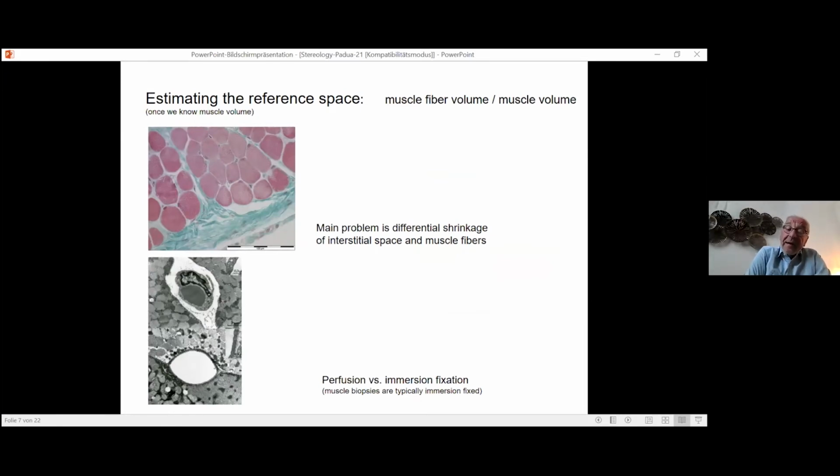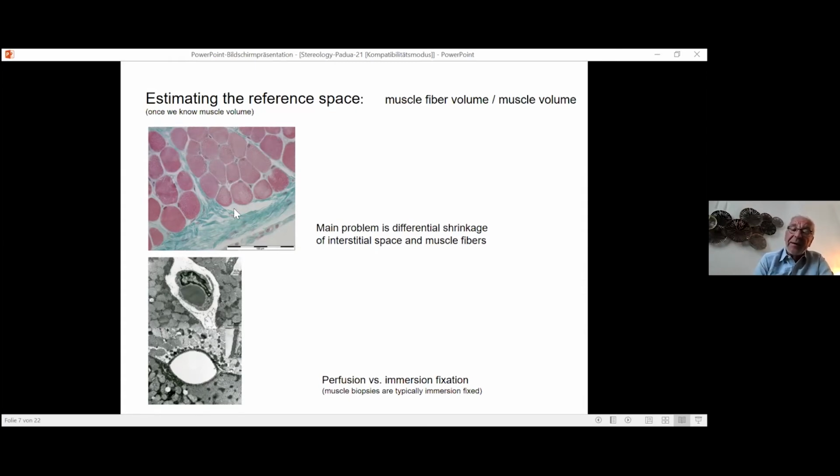The second step is that in most cases, you will be interested, for instance, in what is inside a muscle fiber, like the sarcoplasmic reticulum. So you have to define how much muscle fibers are inside your muscle volume. So you have to define the reference space on the level of the analysis you want to make.